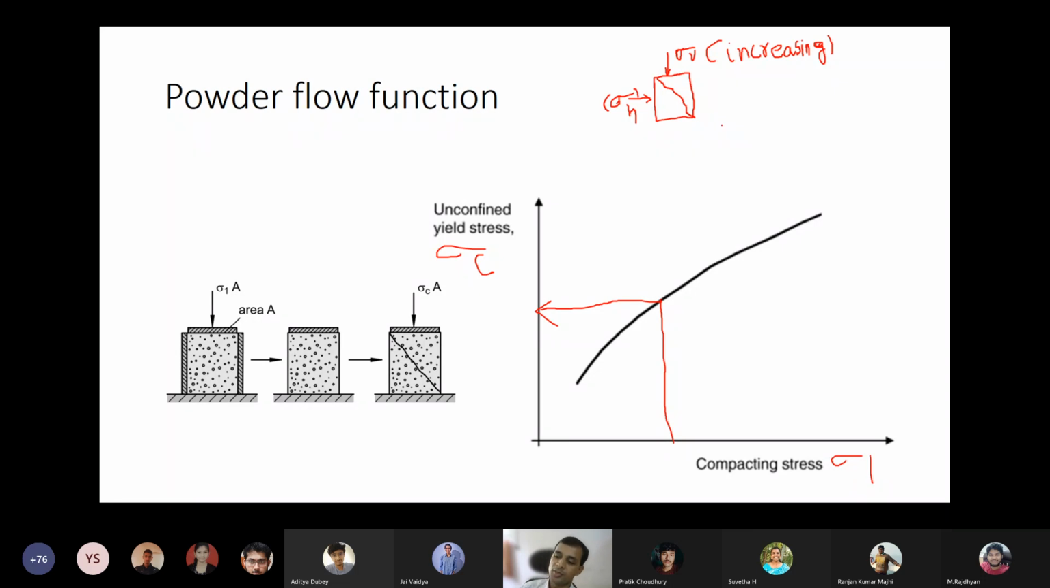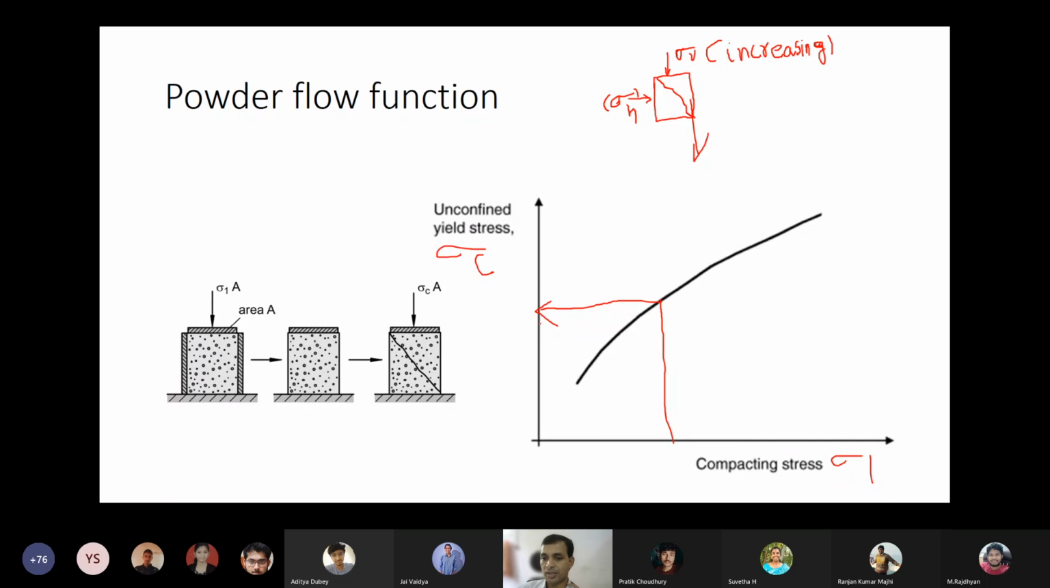Can anyone suggest? We have a cohesive solid. Yes, please. It flows along that break line. Yes, that is true. So this will move in this direction. This will flow in this direction. So the critical stress is the minimum stress which we need to apply for the flow of the solids to take place. I'm glad that you all understood that concept. So this is the flow function.